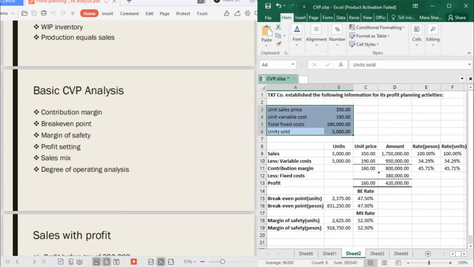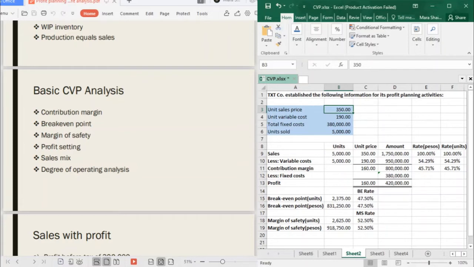So, you are only given this data: the unit sales price, the unit variable cost, the total fixed cost, and the units sold. Again, if we go back to the assumptions, these factors or variables are assumed to be constant. Right? So constant sila atong assumption ani.